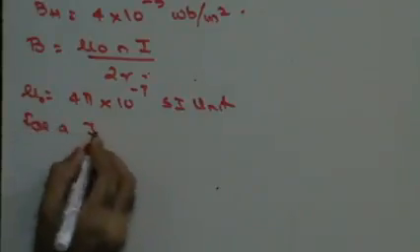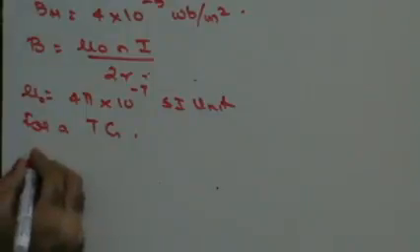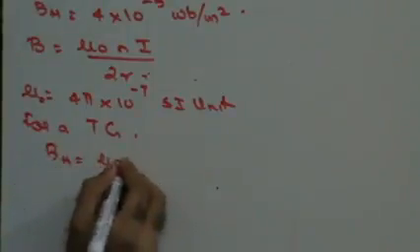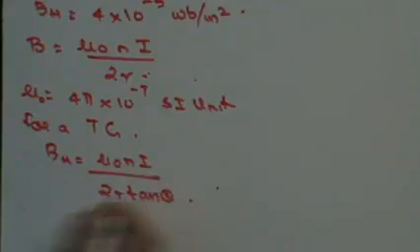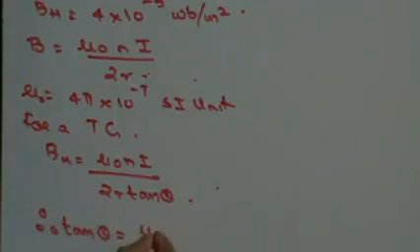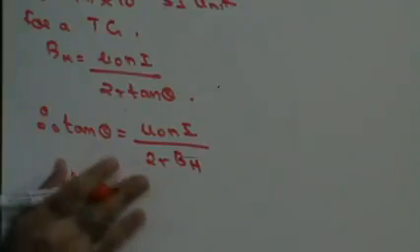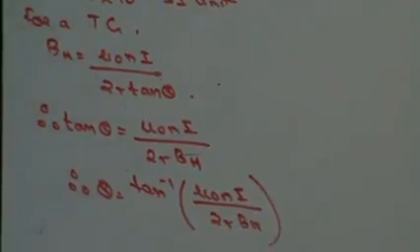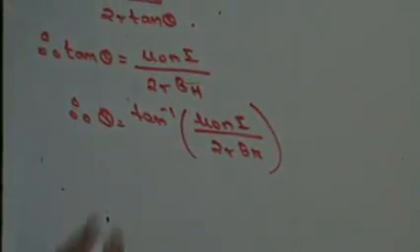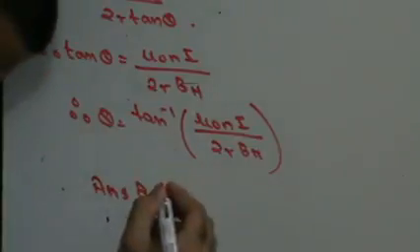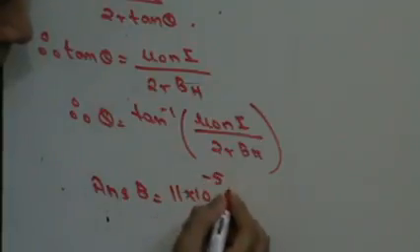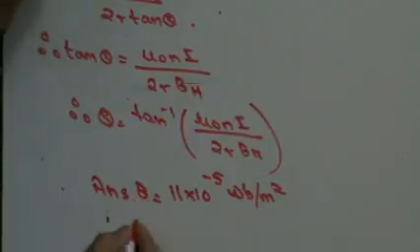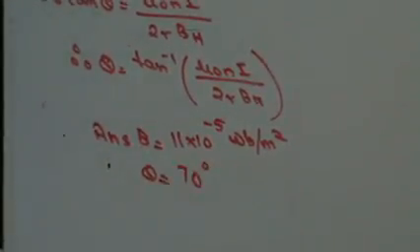Now for a tangent galvanometer, we know that BH is equal to mu 0 N I upon 2R tan theta. They've asked you the deflection, therefore tan theta is mu 0 N I upon 2R into BH. Therefore theta is equal to tan inverse of mu 0 N I upon 2R BH. You should get this answer, right? The magnetic induction at the center of the coil should come out to be 11 into 10 raised to minus 5 Webers per meter square, and the angular deflection should be 70 degrees. Right? Next one, please.